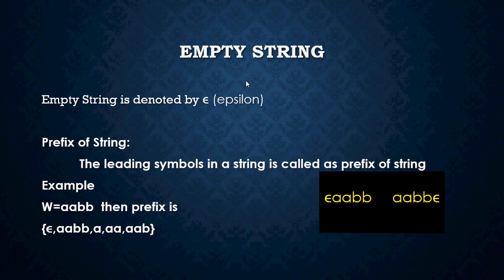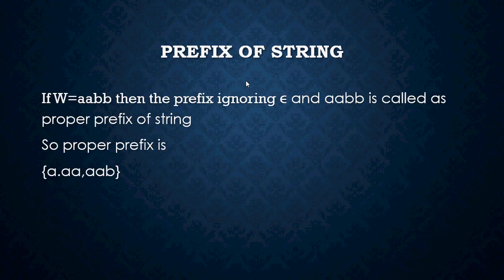Now, what is meant by proper prefix? When we ignore epsilon and AABB, then it is called a proper prefix of a string. I take every prefix except epsilon and AABB. That is called a proper prefix.